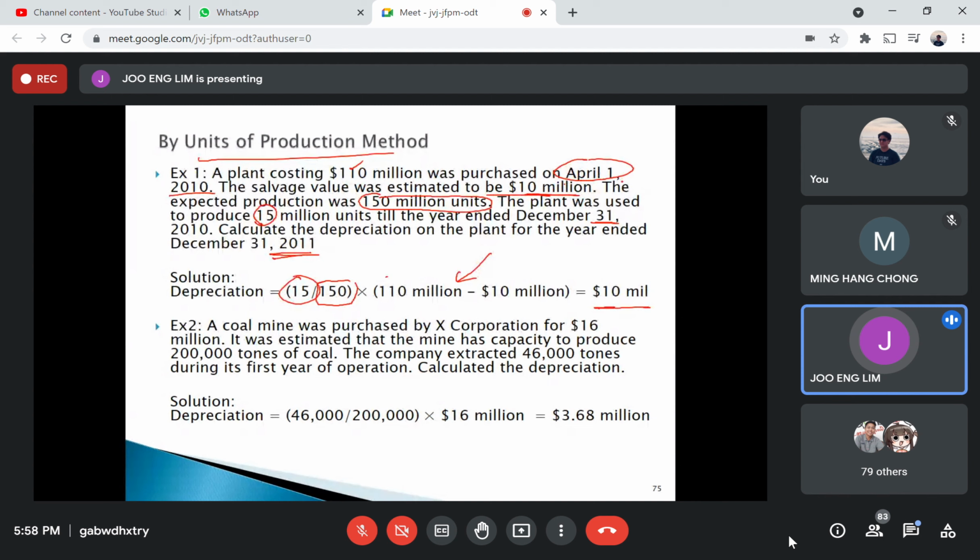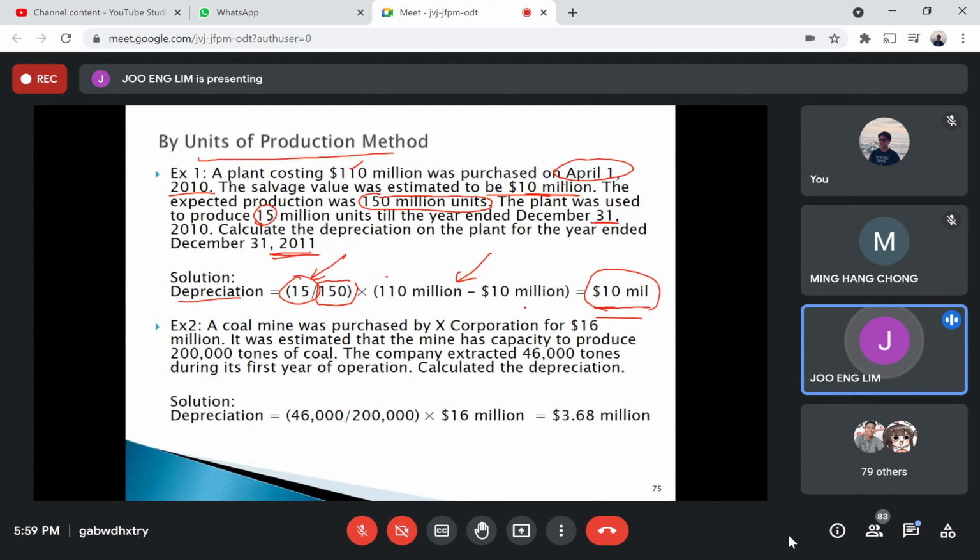Even though it is April 1st, you start to use and we want to calculate into December, do we do adjustment? No, because it is talking about how much you produce. The more you produce, the more, that's it. So no adjustment is needed. Clear? Okay, so we look at the quantity rather than the period. So in that sense, your depreciation for the year 2011 is 10 million.